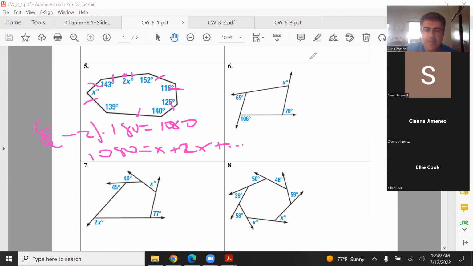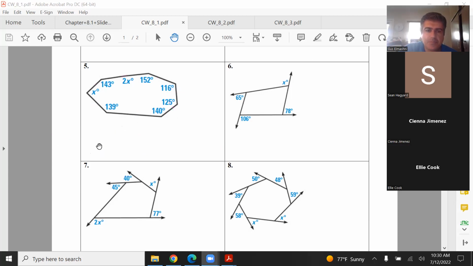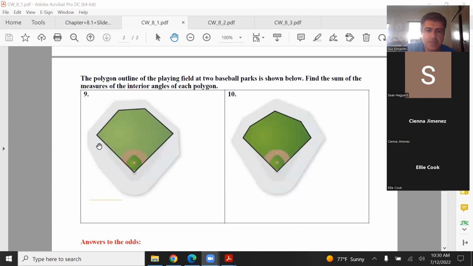Okay. Nine. You have 5 sides here. For those who don't know, that should be a right angle. That should be a right angle. That should be a right angle. Let me do that in red.